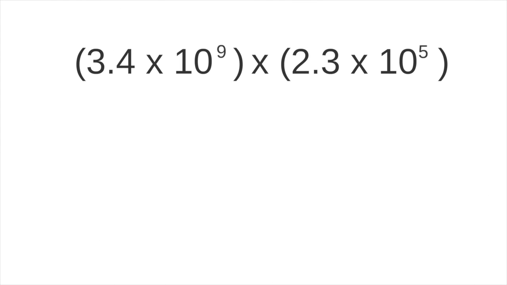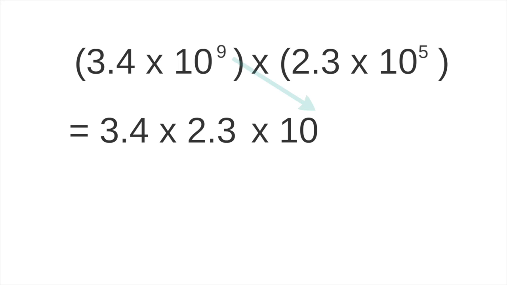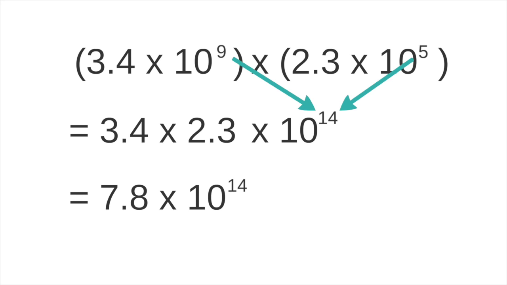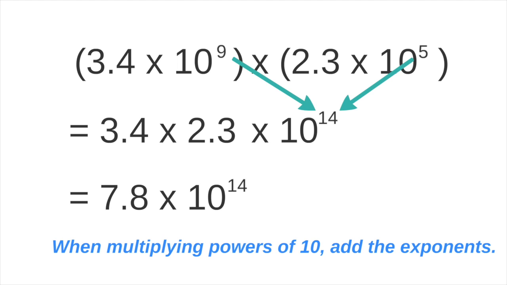The second advantage is the ease of multiplying and dividing large numbers. If we want to multiply 3.4 times 10 to the 9th by 2.3 times 10 to the 5th, we can simply rearrange the factors, grouping the decimals together and the base 10s together. When multiplying two base 10s with exponents, you simply add the exponents. So 10 to the 9th times 10 to the 5th becomes 10 to the 14th. And 2.3 times 3.4 is 7.8, so the final result is 7.8 times 10 to the 14th. The rule to remember here is that when multiplying powers of 10, you add the exponents.